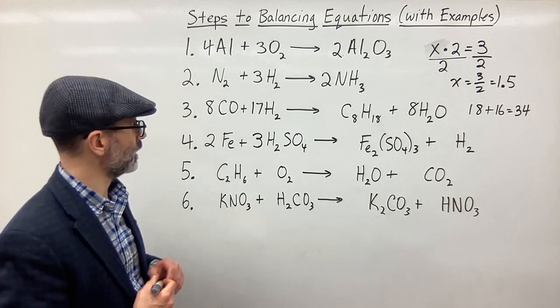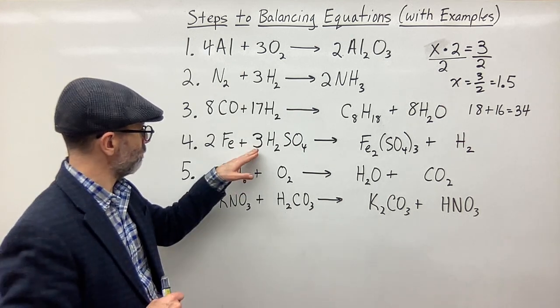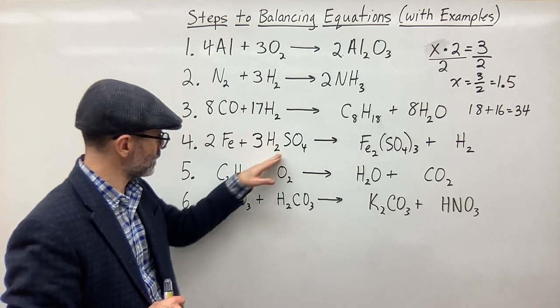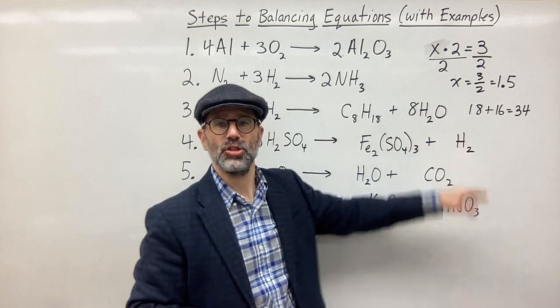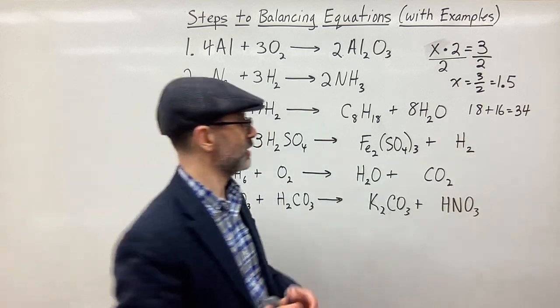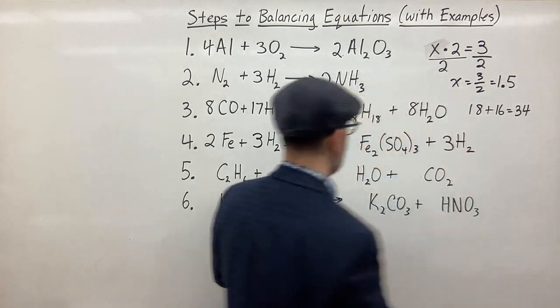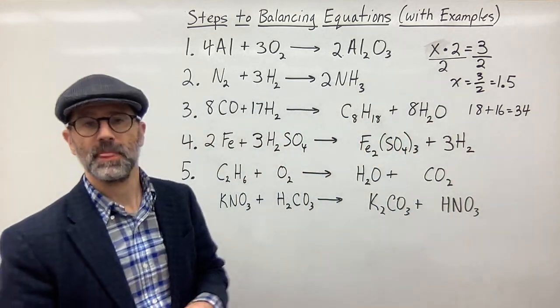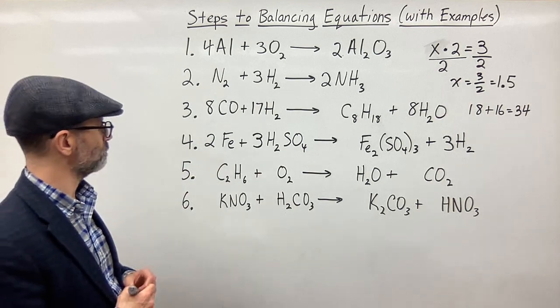So let's take a look at our hydrogen. So we have 3 times 2 is 6 on this side. We only have 2 on this side. So what times 2 is going to give me 6? 3. And now the hydrogens are balanced. There you go. Let's go to the next one.